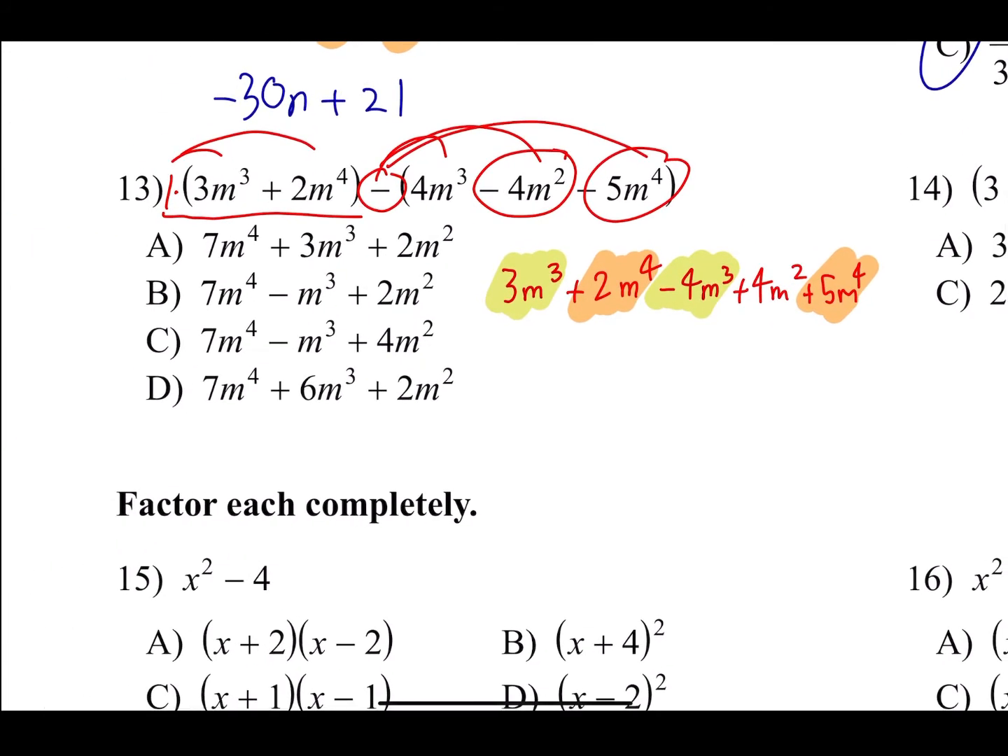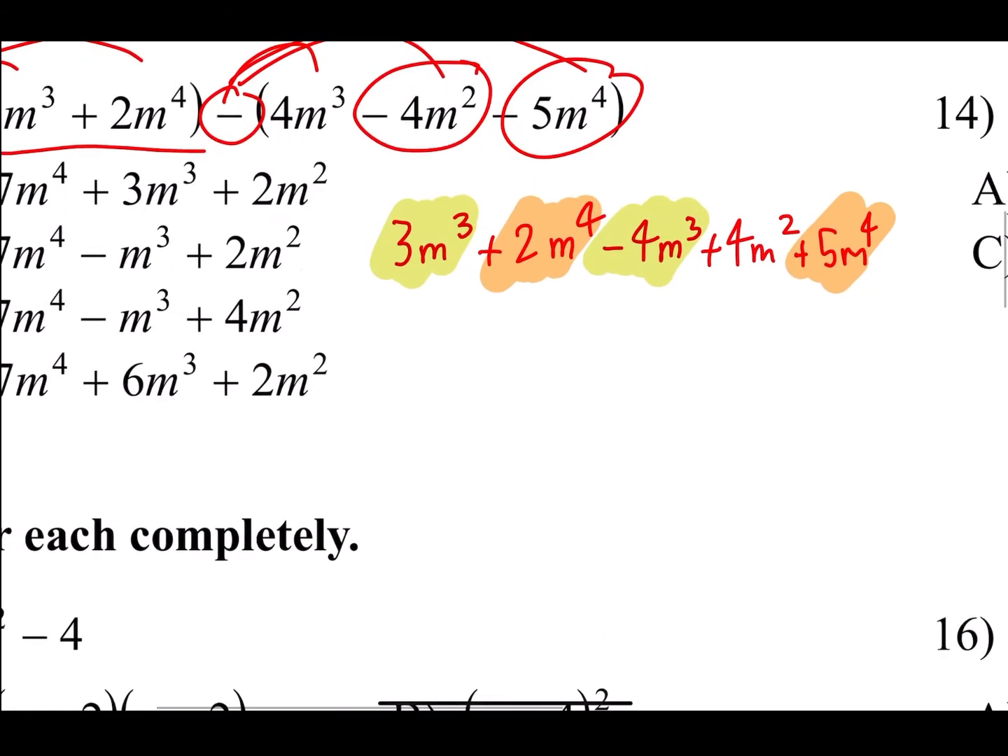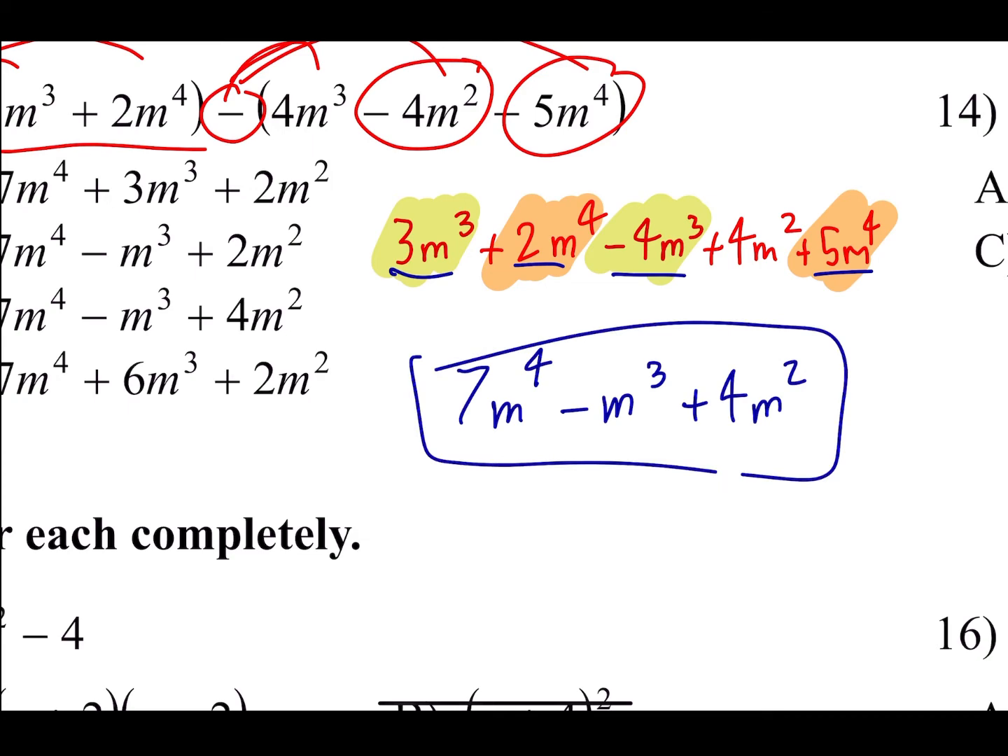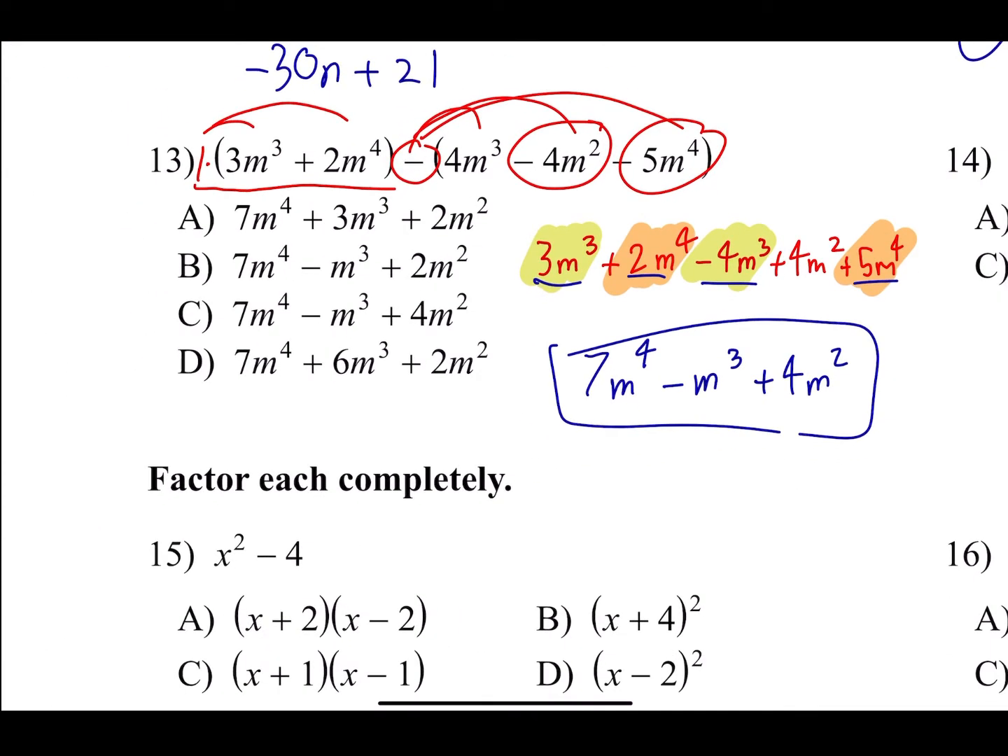And looking at the answer choices, it looks like we're ordering them in standard form, from biggest exponent down to the smallest. So we're going to get 2m to the 4th plus 5m to the 4th is 7m to the 4th. 3m cubed minus 4m cubed is negative m cubed. And finally, plus 4m squared, all by itself. And we have, looks like B. No, that's not right. Something wrong with this one. 7m to the 4th minus m cubed plus 4m squared. There we go. Gotta be careful.